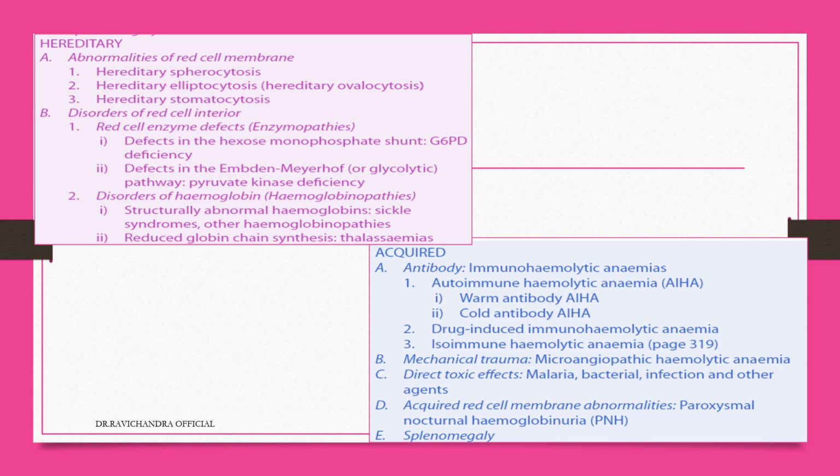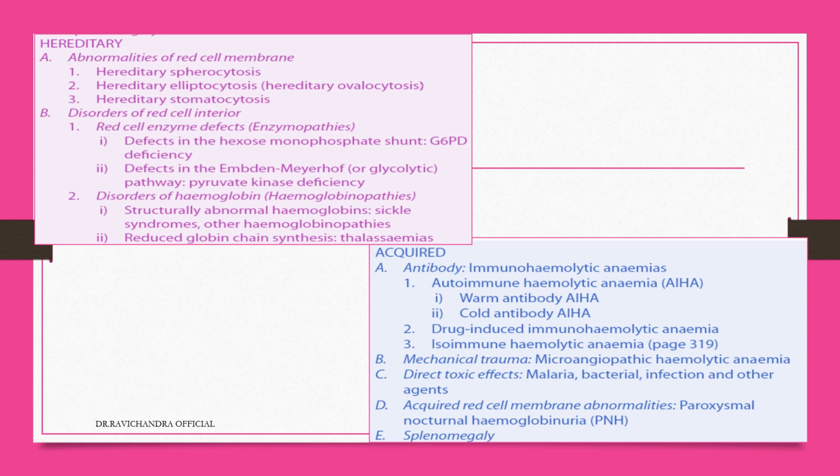Disorders of hemoglobin, also called hemoglobinopathies: structurally abnormal hemoglobins such as sickle syndromes and other hemoglobinopathies. Reduced globin chain synthesis is called thalassemias. Coming to the acquired conditions, antibody mediated, that is immunohemolytic anemias, which include autoimmune hemolytic anemias, drug-induced hemolytic anemias, and isoimmune hemolytic anemias. Autoimmune hemolytic anemias can be further subclassified as warm antibody and cold antibody autoimmune hemolytic anemias.